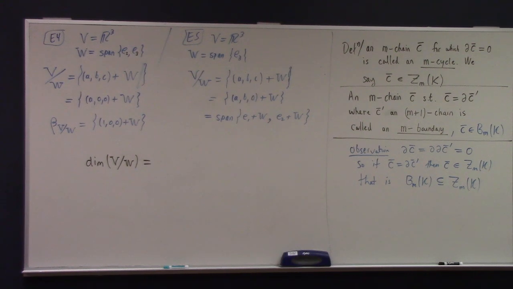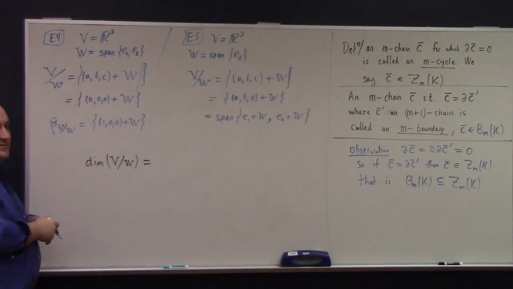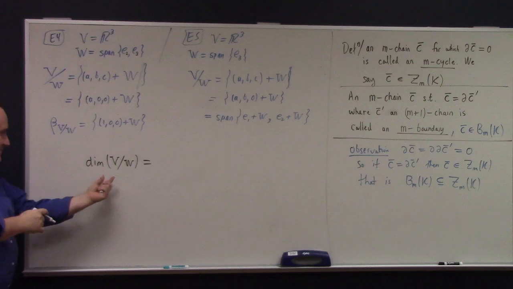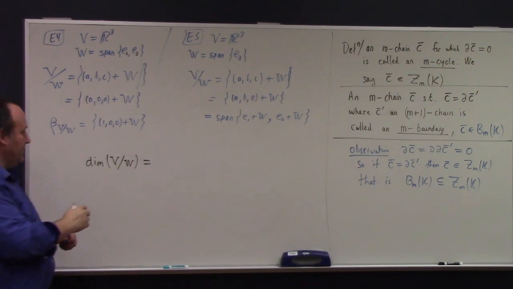So, care to tell me what the dimension is? Well, in both of these examples, yes, but wait a minute, no. I mean, yes, the dimension here is 1, the dimension here is 2, but what's the dimension of V mod W? There you go.